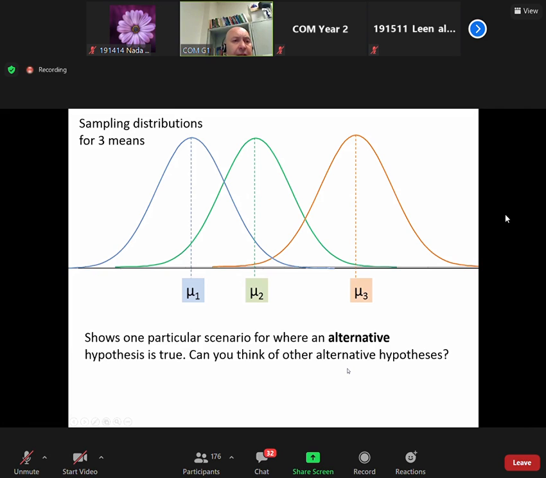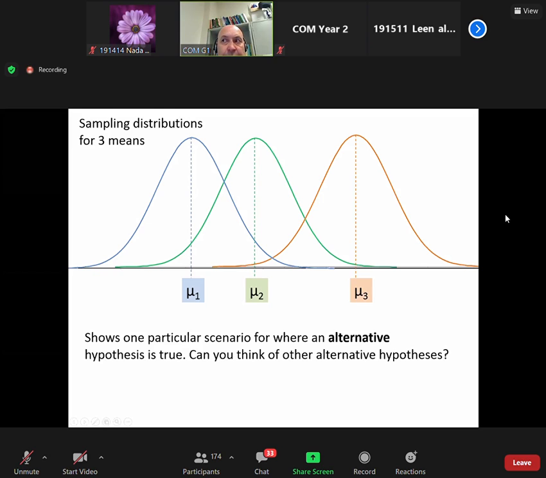What about the null hypothesis? Does anyone want to volunteer what the null hypothesis is here? Can I answer? I think it's mu1 is less than mu2 is less than mu3. So what I'm showing here, you're saying that's the null hypothesis? I think so. I've told you this is an alternative hypothesis, so it's not a null hypothesis. What I've shown you here is an alternative.